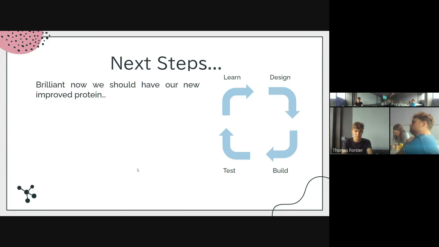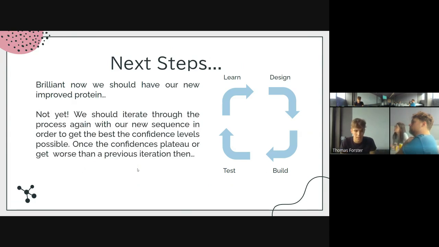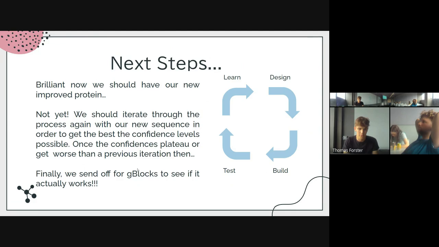So next steps. That's it. We've improved our protein. It's brilliant, but not yet. What we should do is go through a cycle where we take this new improved version and do the same thing again, and once the ligand confidence levels have got to about their best, or they've plateaued off, or the next iteration has just got worse, you can go, okay, I'll go back to my previous iteration, I'm just going to take this as my best one. And then after that, because it's only models and estimations, it's time to send off your G-blocks to see if it actually works. And that's it. That's your walkthrough on how to redesign proteins.